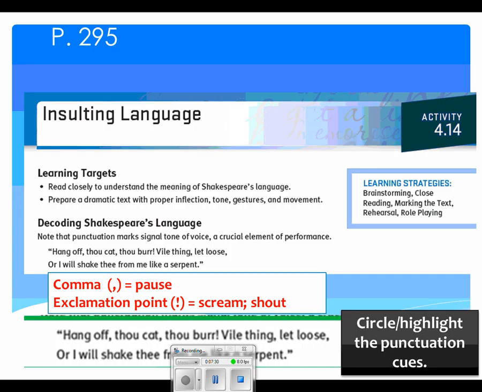All right, you should have circled the punctuation cues. You should have identified, okay, what words do I know? And there is one word in here that you do know the connotation of, meaning you know the emotion behind it. You may not know what it means, but you know the emotion. That word, vile. Is vile a positive word or a negative? Negative. Now that's a huge clue.